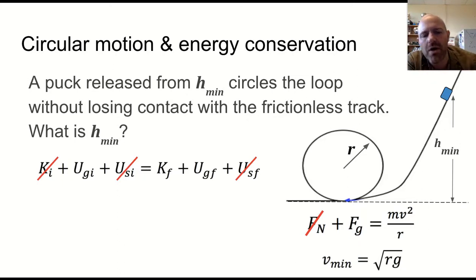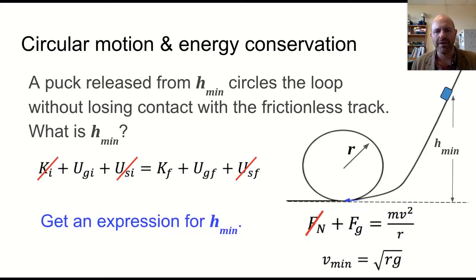So we need to use what we know about circular motion, which is that the minimum speed to get around comes when the normal force goes to 0. And so the force of gravity is our centripetal force. We get v min as the square root of RG, something we've already solved from circular motion. And then we can say, well, we start with no kinetic and no spring. And at the end, we have both kinetic because it's getting around the circle at the top, and we have gravitational potential energy. So we can take what we know for h minimum and find it using that.